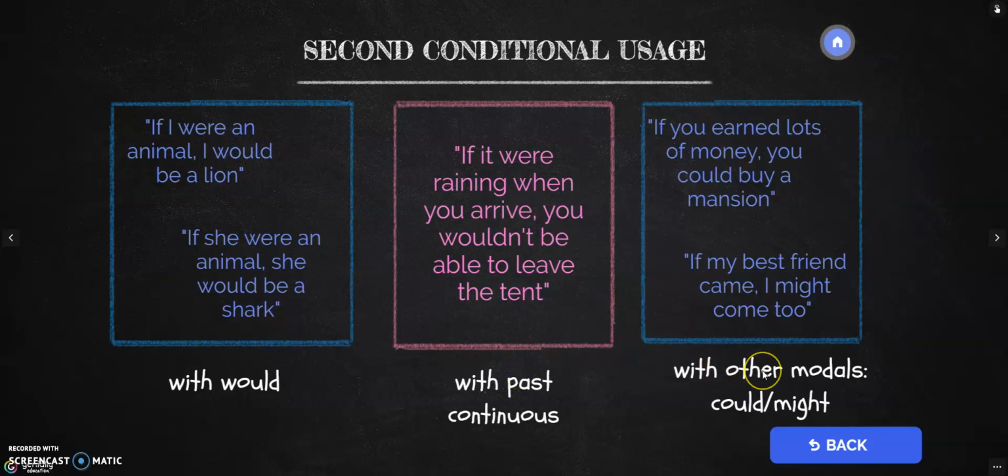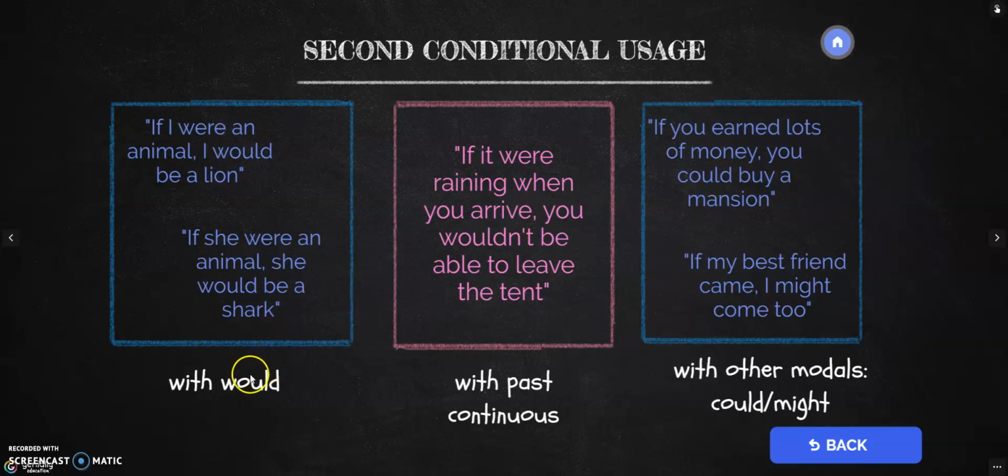And in the third example that I've included in this slide, I've decided to use a modal verb other than would. Instead of would, I'm going to use could. For example, if you earned lots of money, you could buy a mansion. Si ganaras mucho dinero, podrías comprarte una mansión. En vez de te comprarías una mansión, que sería con would, necesito decir, podrías comprarte una mansión. In that case, we use the modal verb could. And I can do that perfectly well, okay?